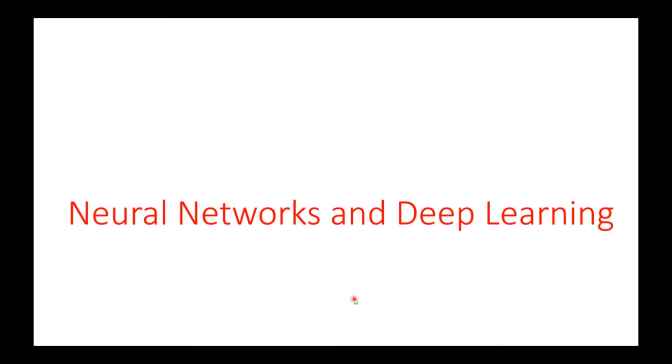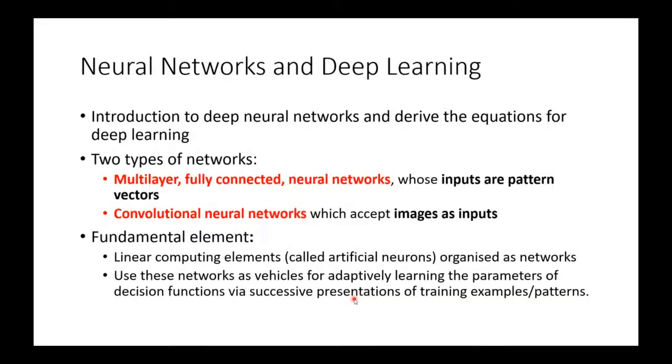And finally, I'll give you a brief introduction to neural networks and deep learning. And we're going to see the maths next week. So there are basically two types of networks, two basic types of neural networks. There is the multi-layer, fully connected neural networks, whose inputs are pattern vectors. Our pattern vectors are the same inputs that we've been dealing with.